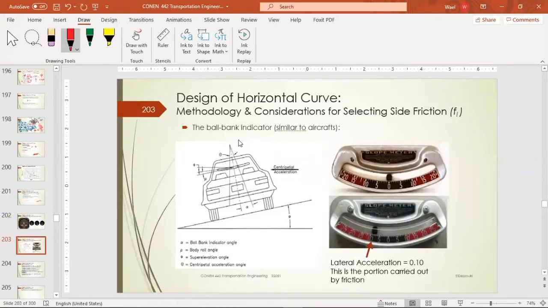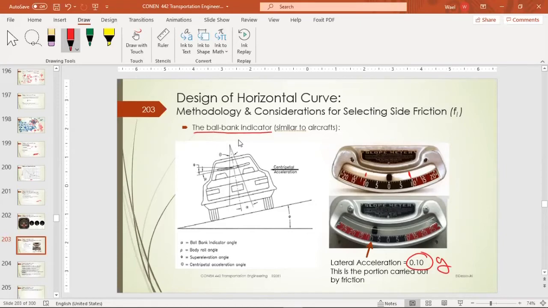We have a similar tool, which is the ball bank indicator. It's similar to the one that we saw earlier in the aircraft. However, this ball is allowed to go from 10 to 10. That means when you are driving the vehicle at the design speed on the curve, this ball should not exceed these values. What are these values? These values correspond to 0.1 G.